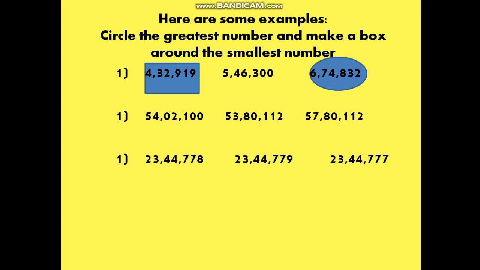Look at the second question, second part. 54 lakh 2,100, 53 lakh 80,112, 57 lakh 80,112. So we can see that 57 lakh 80,112 is the greatest number, and 53,80,112 is the smallest number.